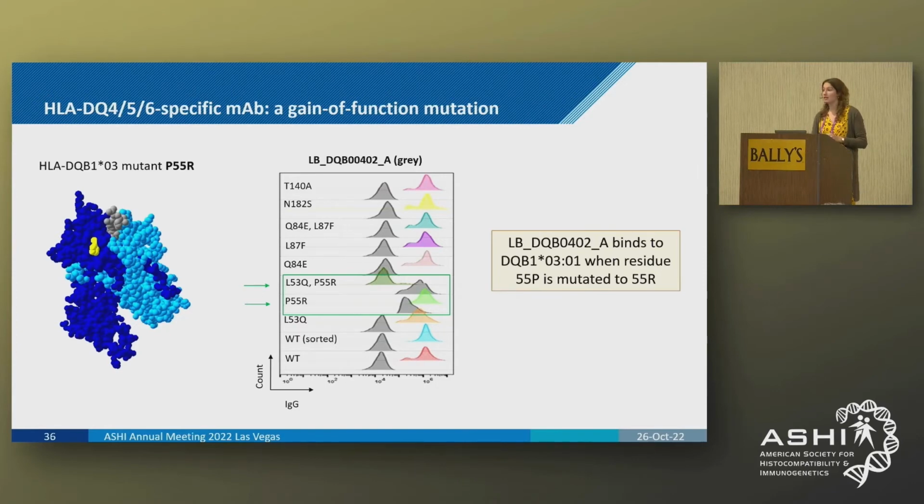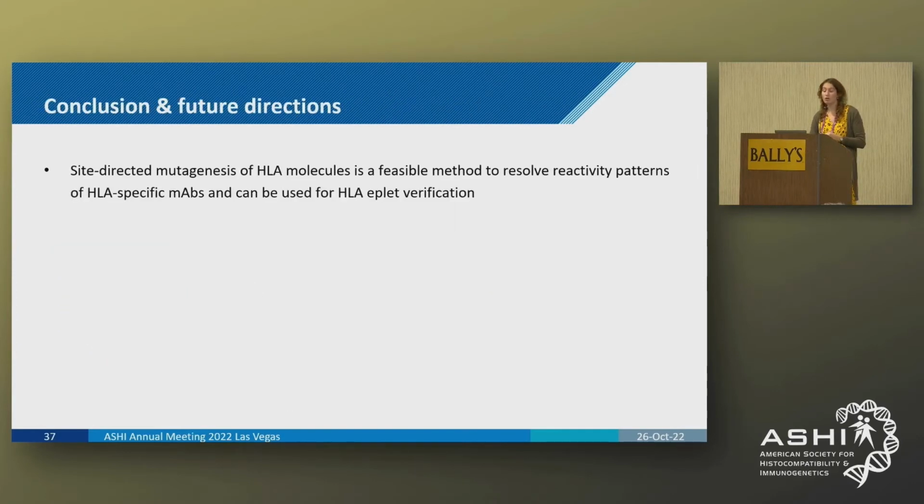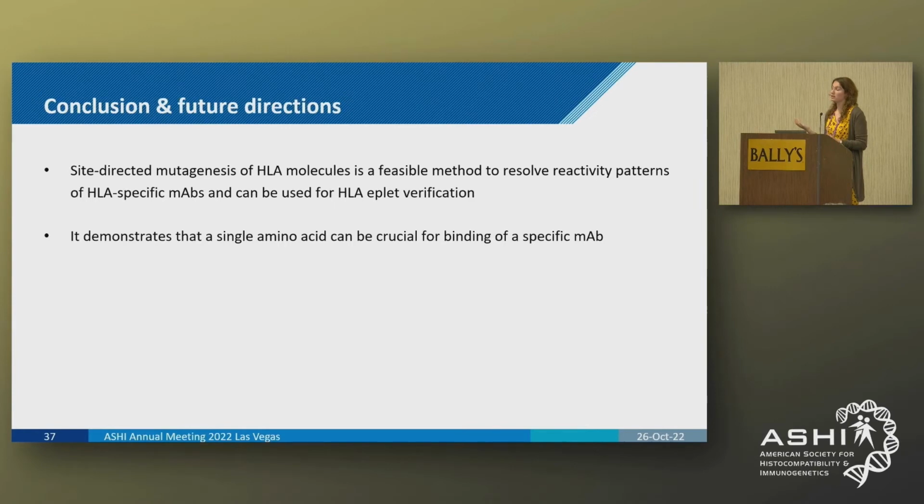So yeah, that's the data that I wanted to show you. So we really see that site-directed mutagenesis of these HLA molecules is a feasible method to resolve the reactivity patterns of HLA-specific mAbs, and that we can use it for HLA eplet verification. It took within 2 months; actually, we had data of this first HLA A1 specific monoclonal antibody. So that's very fast. And it really demonstrates, especially this last example, that a single amino acid can be crucial for the binding of a specific mAb to its target antigen.